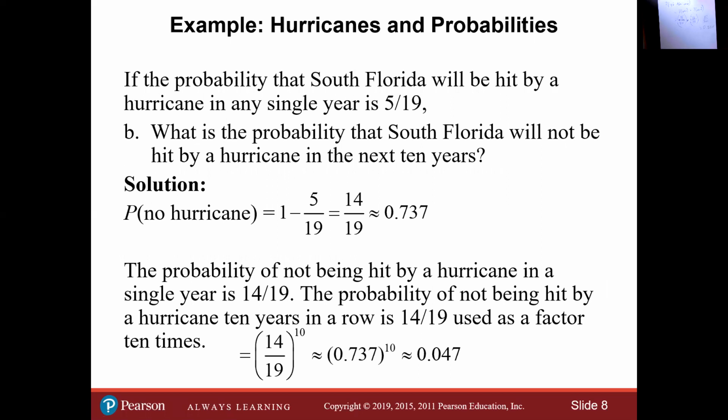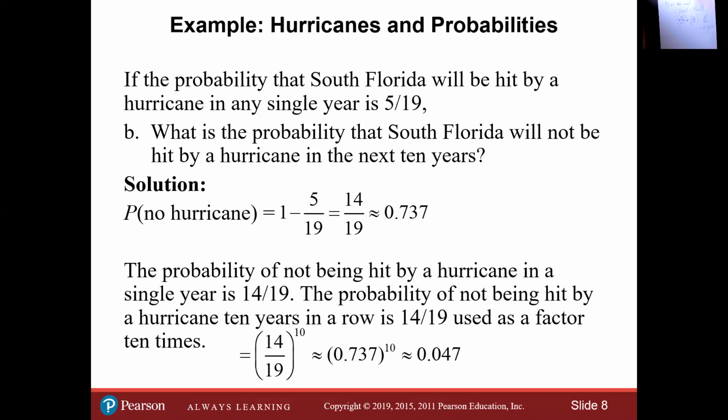Now, let's go back to that other magic word, "not." What is the probability that South Florida will not be hit by a hurricane in the next 10 years? First of all, we know that the probability of any given year is 5 out of 19. To find "not," we simply do 1 minus. So the probability of no hurricane is 0.737, or around 74%.